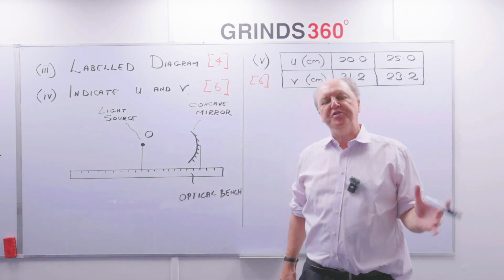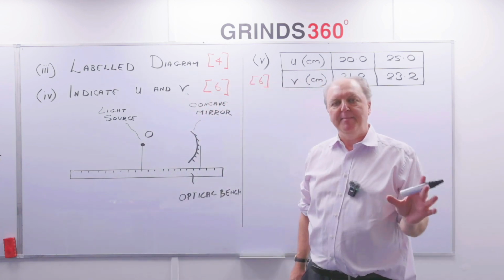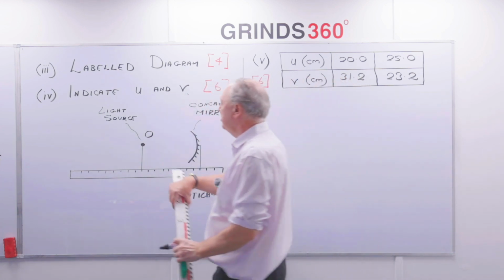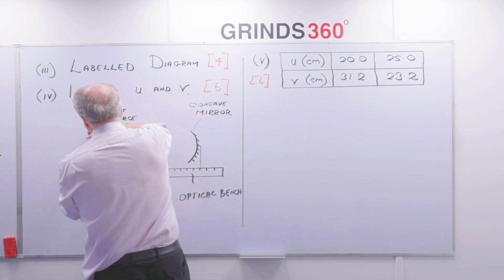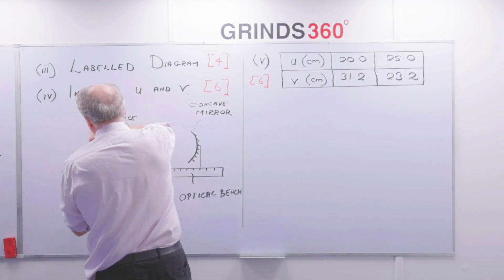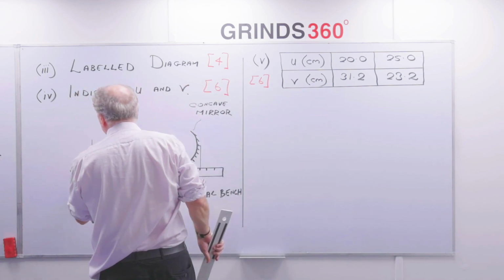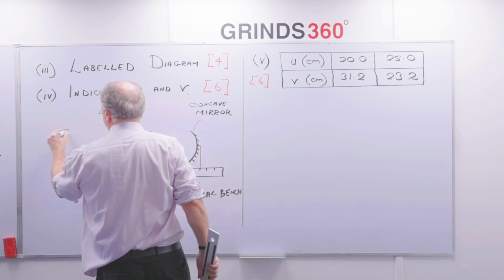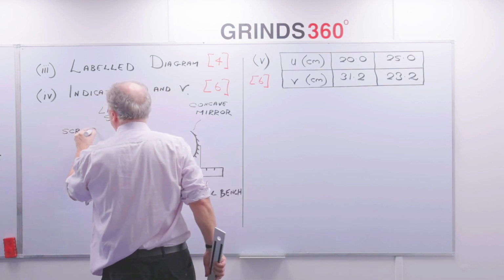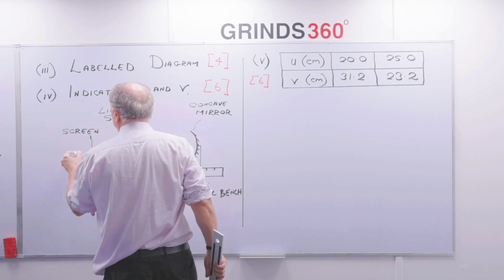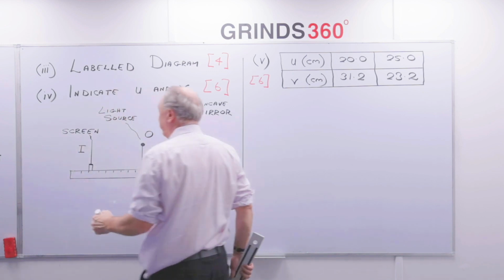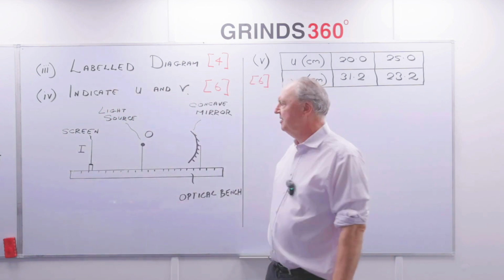And then finally, I want to capture the image of that object on a screen. So I'm going to put in a screen here, which is just a piece of cardboard, really, on a stand. So there's my screen. Label that. And my image will be captured there by moving it in and out.